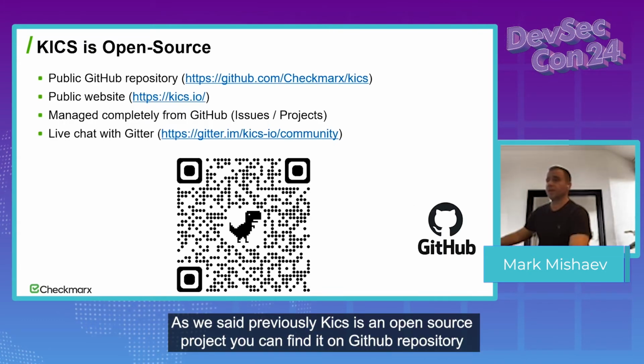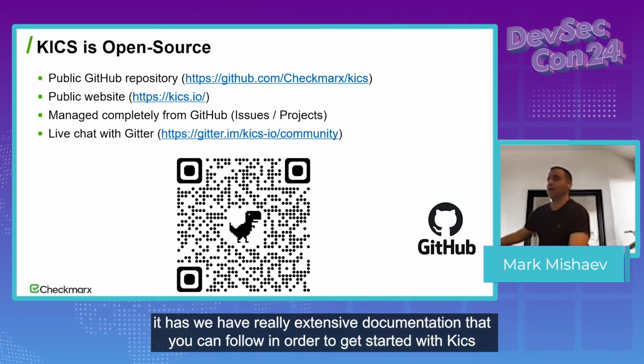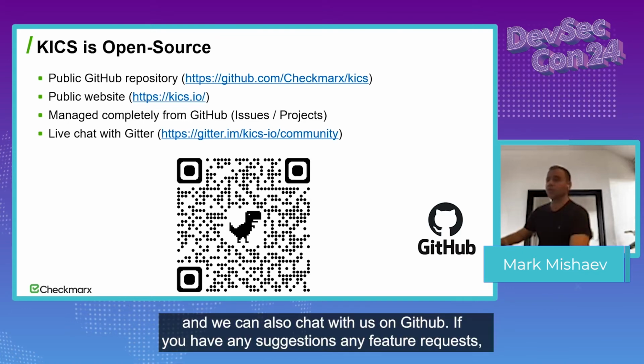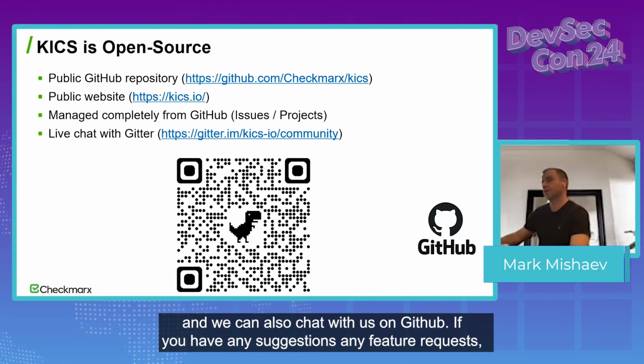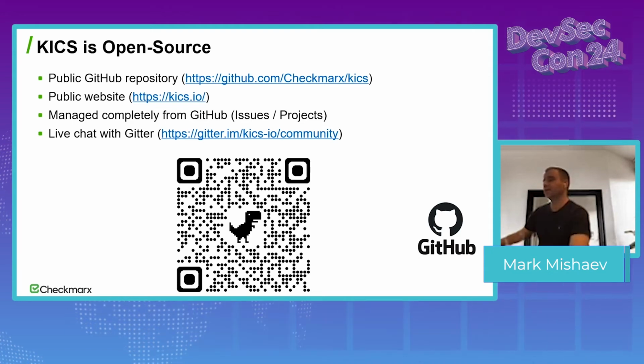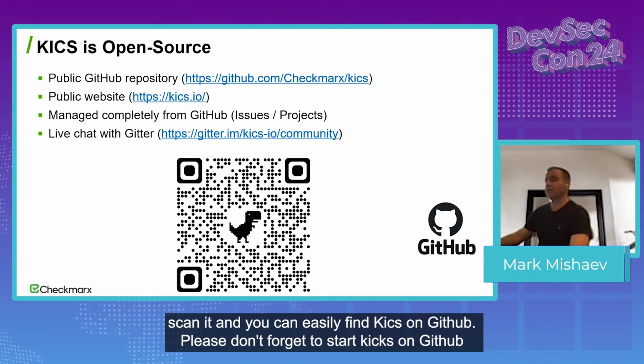As we said previously, Kix is an open source project. You can find it on GitHub repository. We have really extensive documentation that you can follow in order to get started with Kix. And we can also chat with us on GitHub. If you have any suggestions, any feature requests, you can go ahead and chat with us on there. Here you can see the QR code. Just go ahead, scan it, and you can easily find Kix on GitHub.